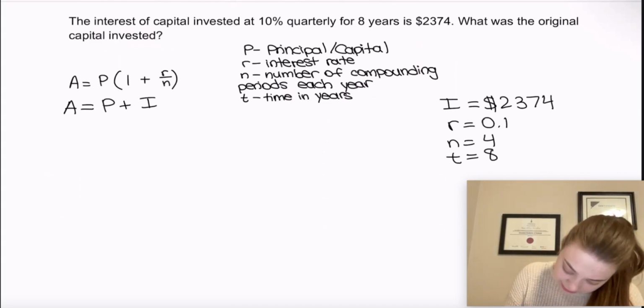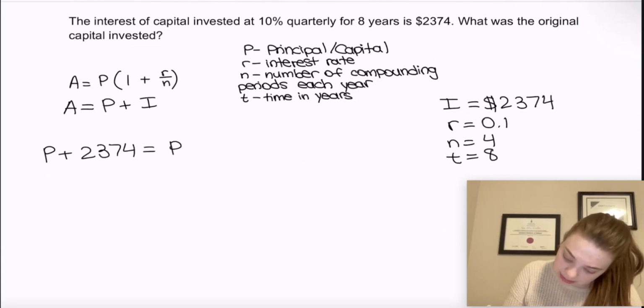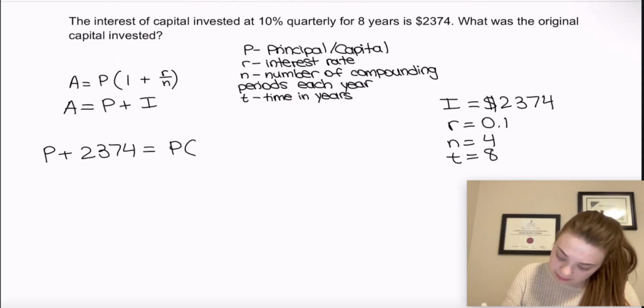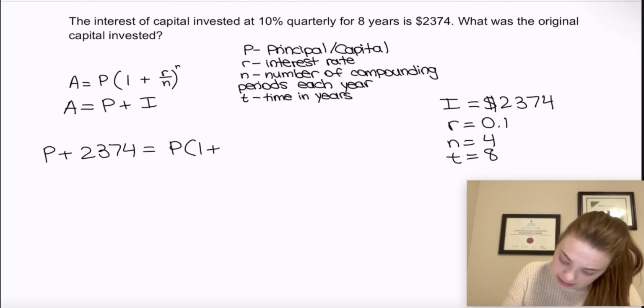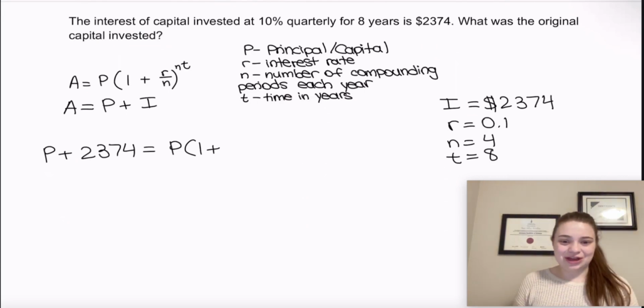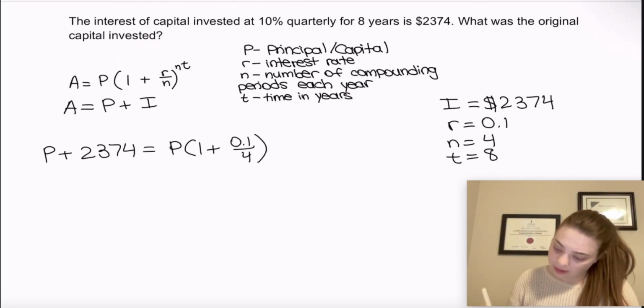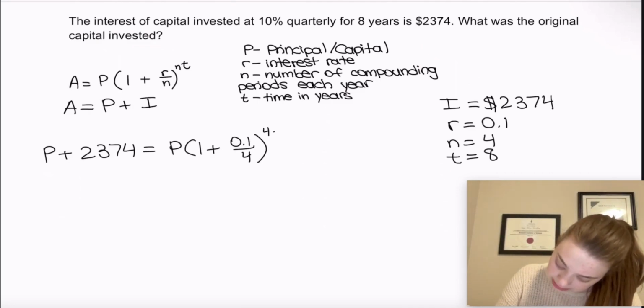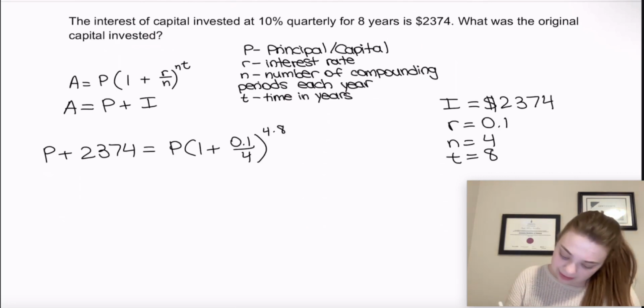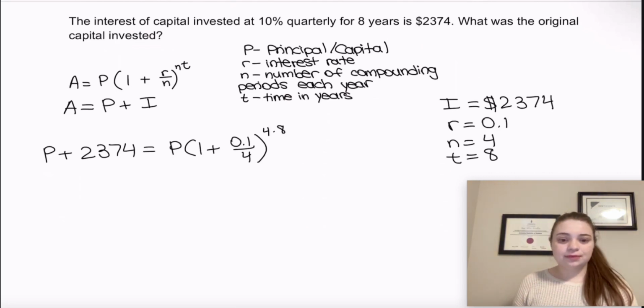So therefore, on the left, I'm going to put P plus I, and I'm just going to right away sub in 2,374 for I, is equal to P times 1 plus, oh, looks like the nt kind of got cut off here. My apologies. There should be that there. 1 plus r over n, so 0.1 over 4, to the power of n times t, so 4 times 8, like that. And then we are going to have to figure this out. All right, so first thing I'm going to do here is simplify the number that we're multiplying P by on the right here.